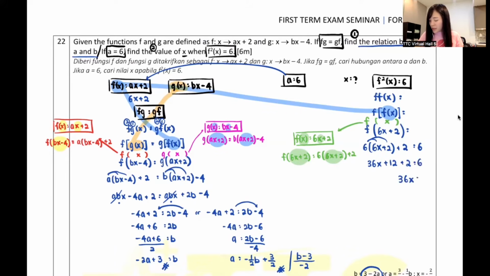So number, all can join them together. 6 minus 12 minus 2. All the numbers you move to the right side, negative 8. So the x answer times 36, move it over, divide by 36. Divide all, I guess, getting the answer, negative 2 over 9. Done.